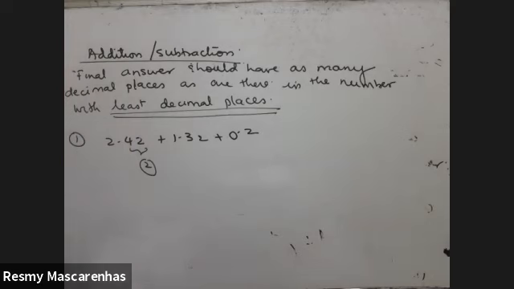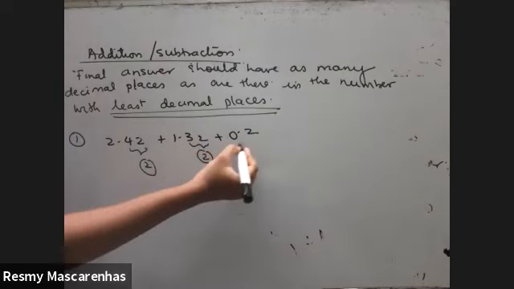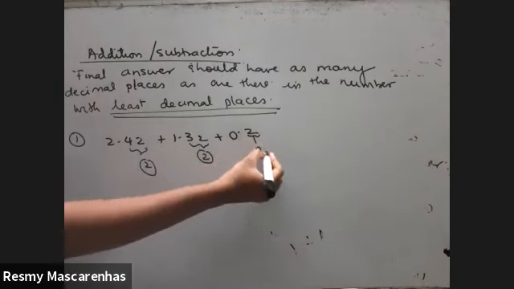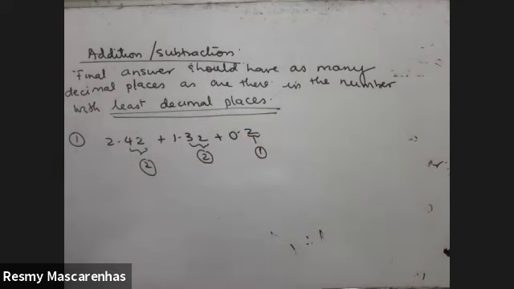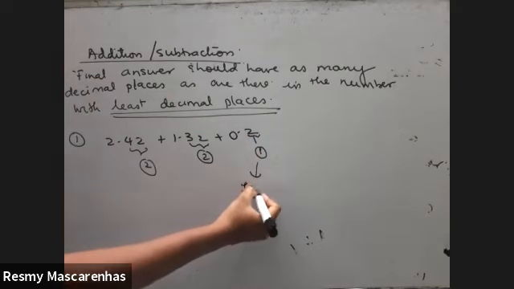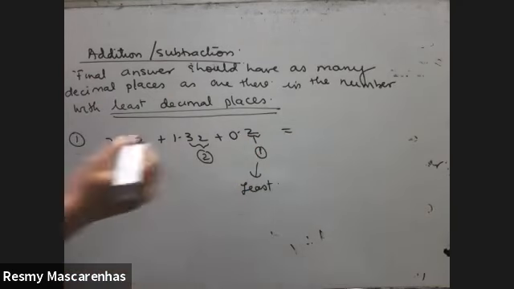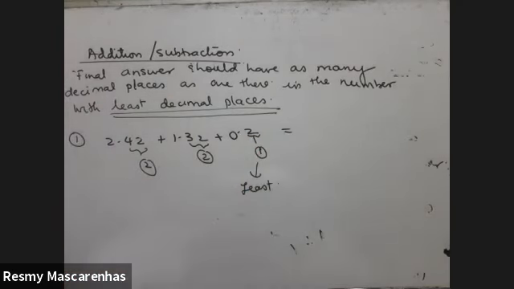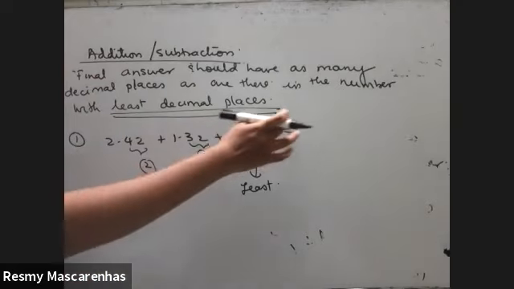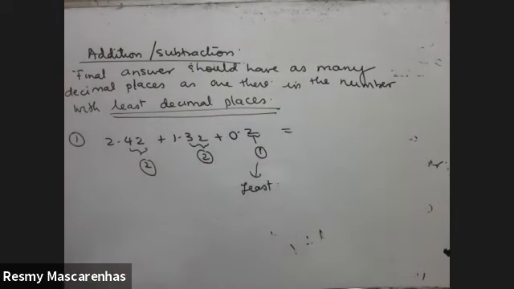In addition, just this. Here also there are 2 decimal places. Here there is only 1 decimal. Meaning, how many numbers are there after the decimal point? Which is the least? So your answer should have only 1 decimal, meaning 1 digit after the decimal point. This is how much?